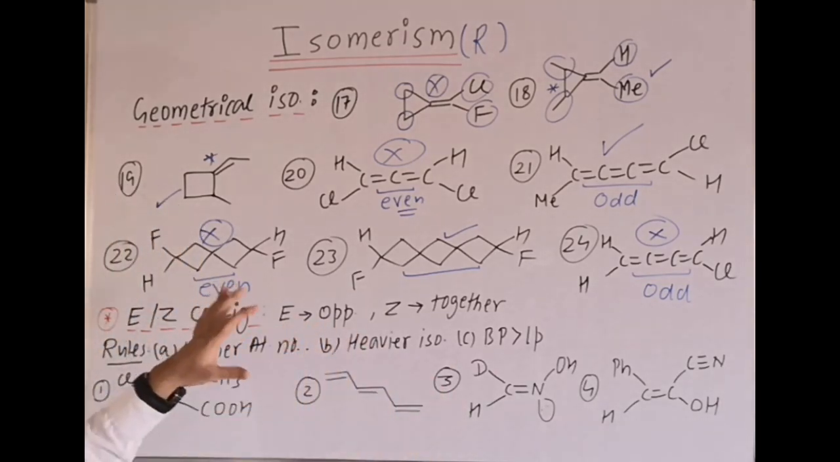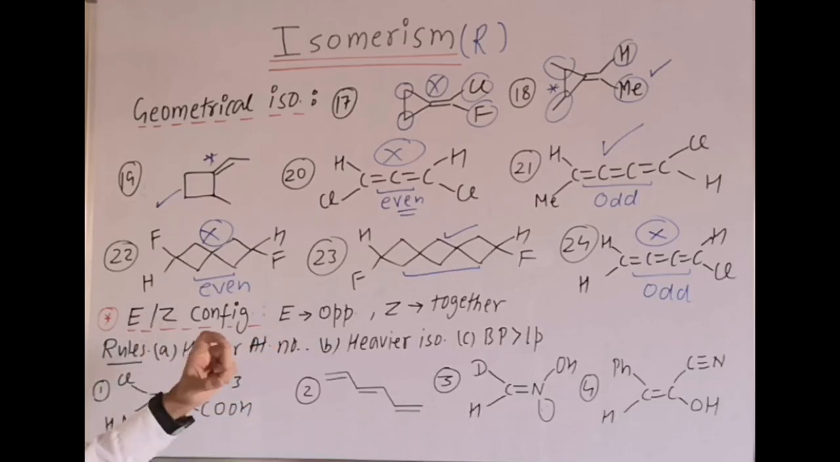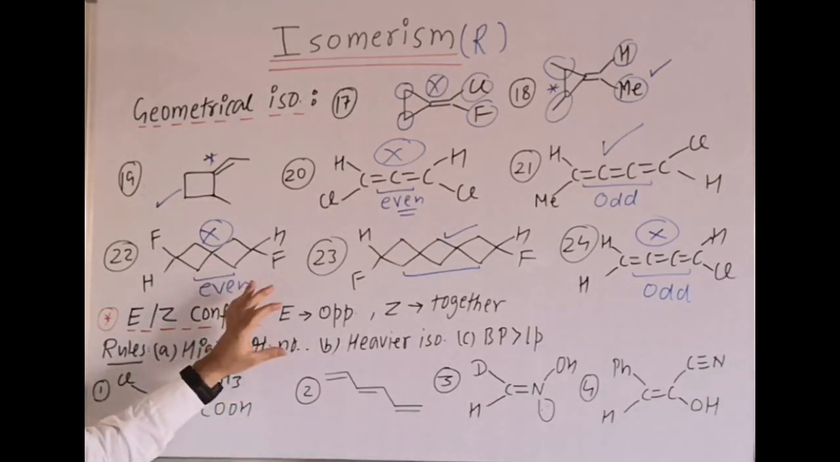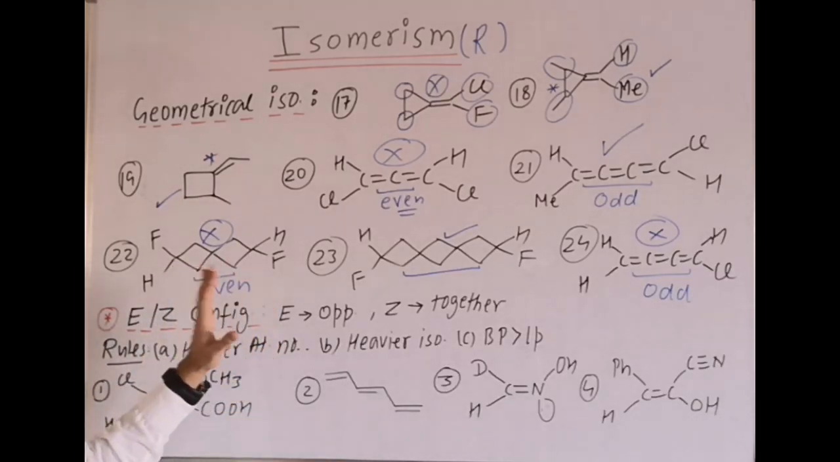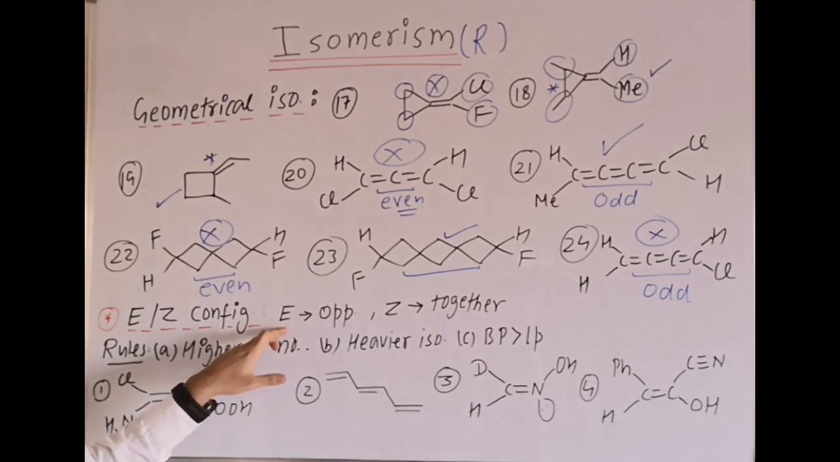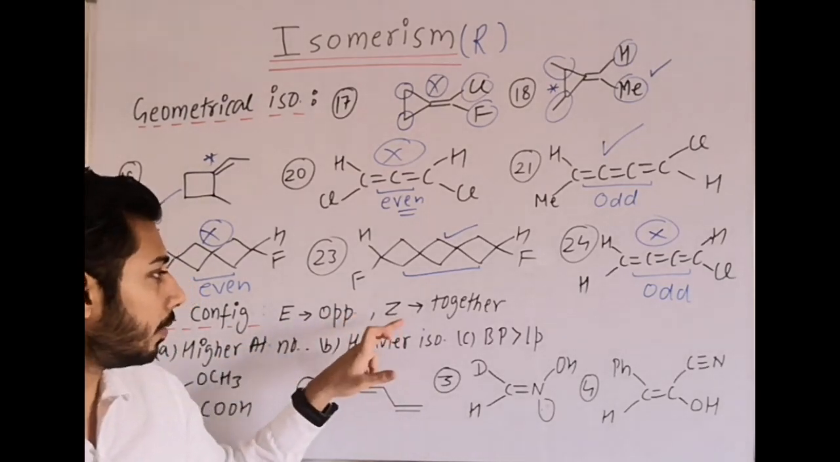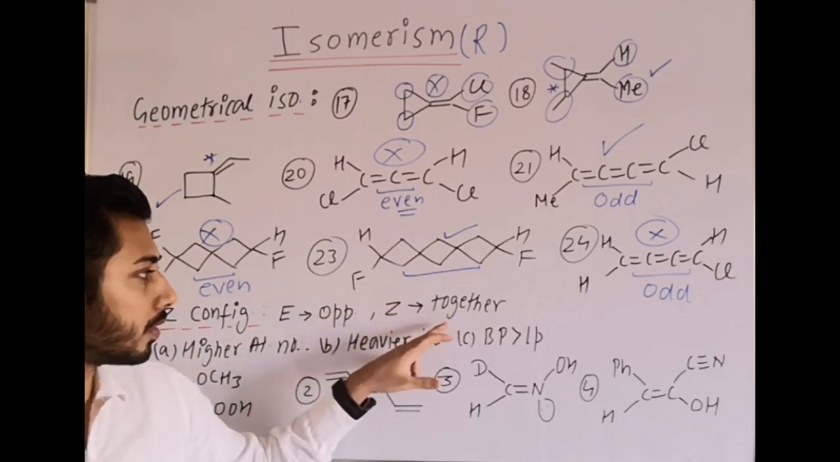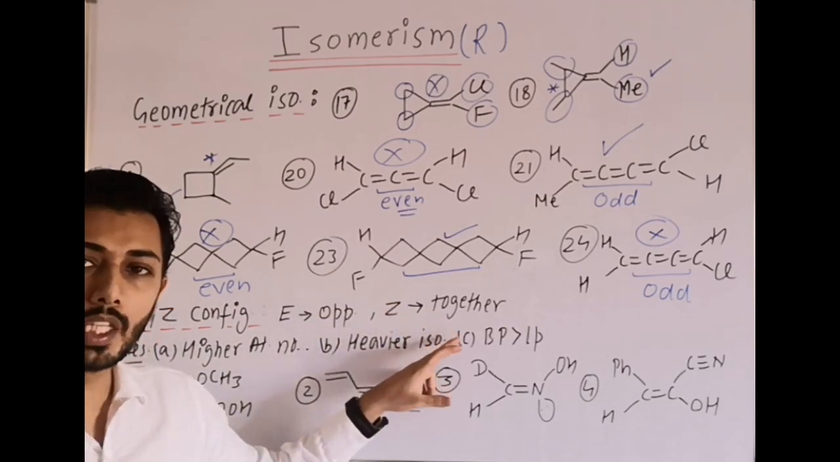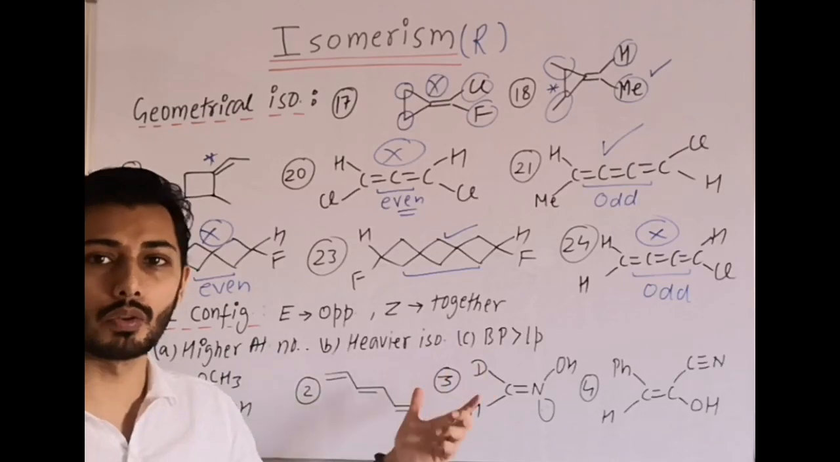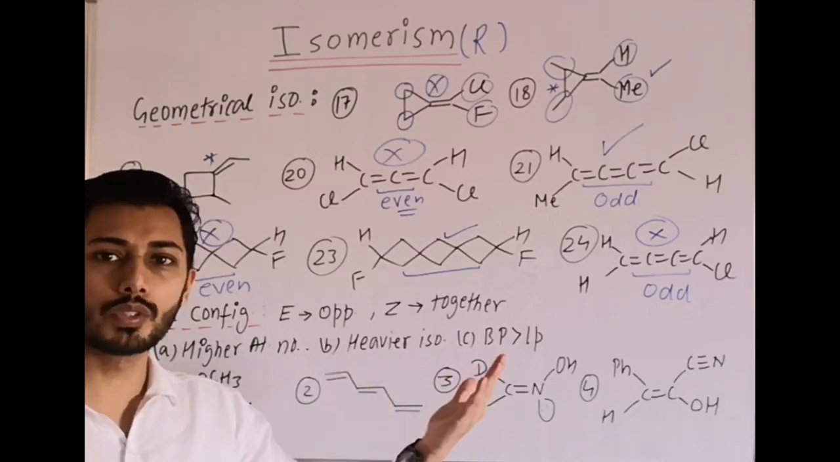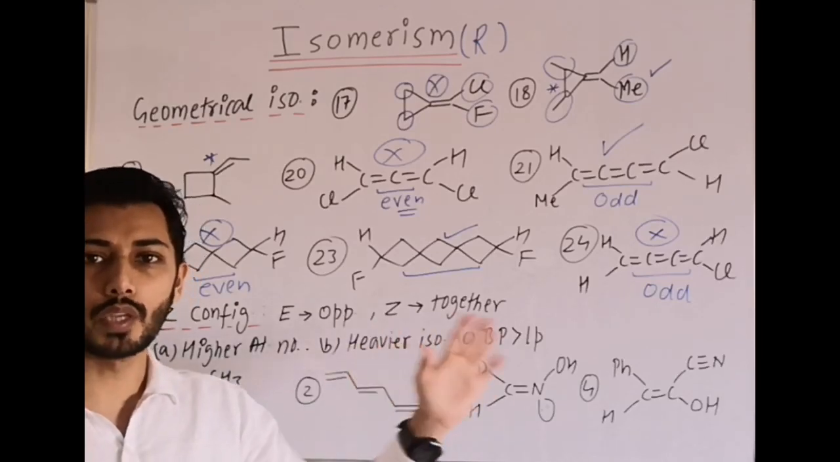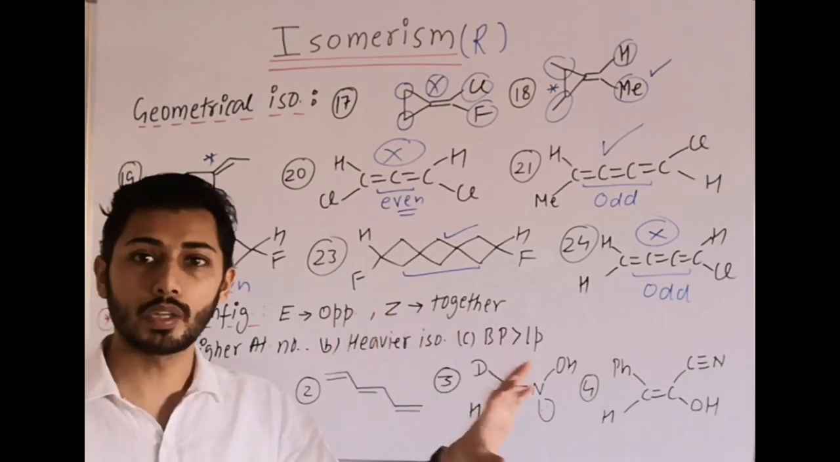E means the same priority group. I am using the term priority. Same priority groups on the opposite side of the double bond are termed as E configuration. And if on the double bond, same priority groups are on the same side, then this is termed as Z configuration. E means opposite, Z means together, and we will set the priority.